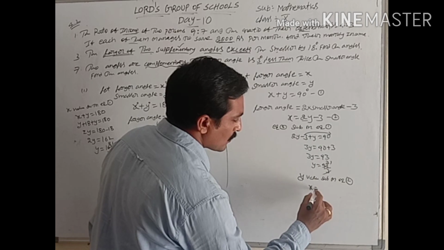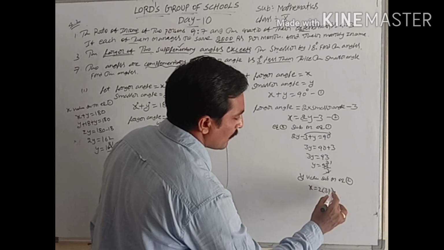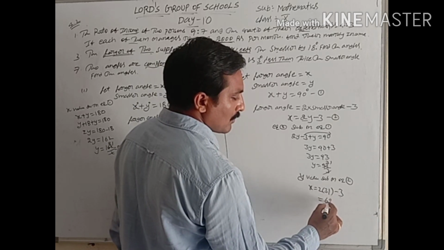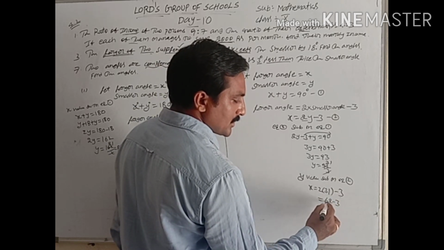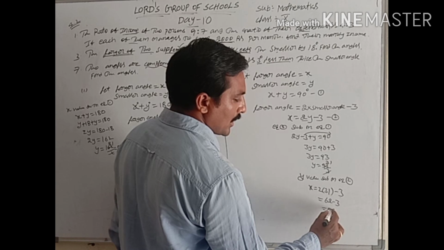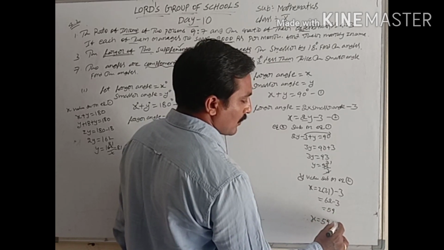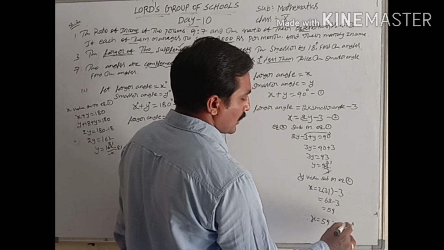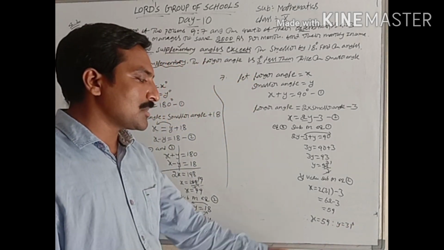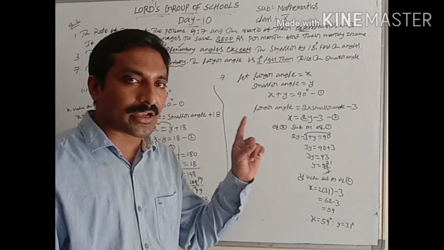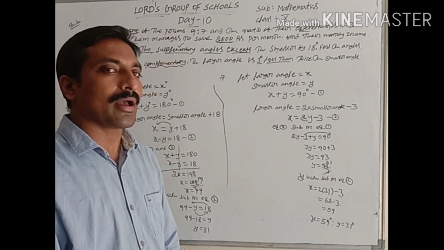x is equal to 2 into 31 minus 3. 2 into 31 is 62, minus 3, 59 degrees. Therefore, x is equal to 59, y is equal to 31. Therefore, the larger angle is 59 degrees, the smaller angle is 31 degrees. The sum of these two angles is 90 only. That's why these two are complementary angles.